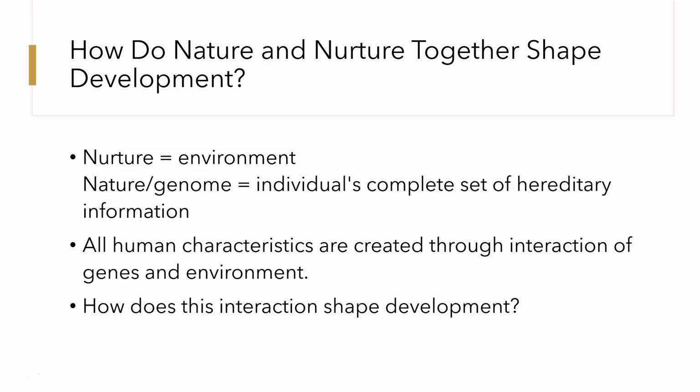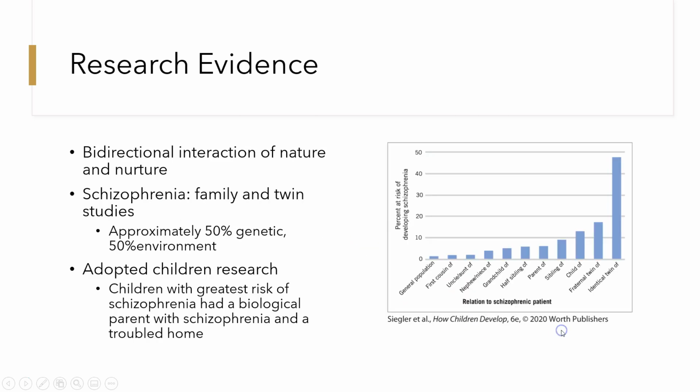And so this is the question you can ask about. What about your sense of humor? How did that develop? What about your level of aggressiveness, assertiveness, etc.? So those are questions we ask in developmental psychology. How do nature and nurture interact to shape the development of the individual? There's a bidirectional interaction of nature and nurture. So these two things seem to kind of go back and forth and affect each other.